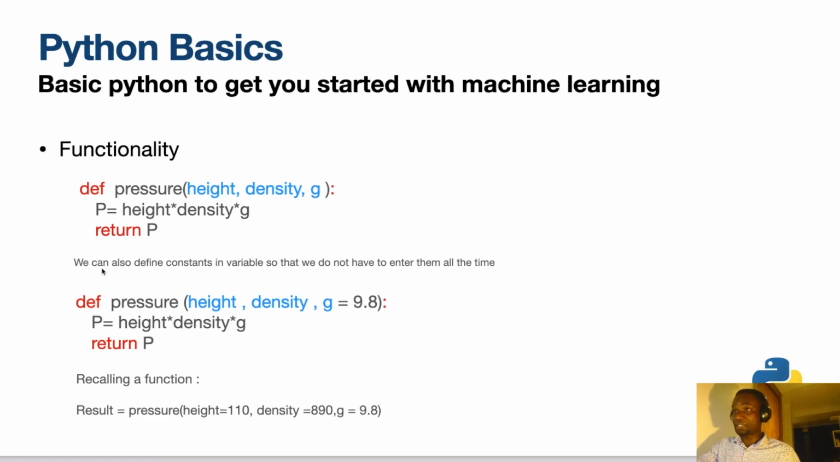Let's talk about functionality. In Python, we have what we call functions that are defined by the user. To declare your own function, you begin by using this expression, which is def. You put the name of the function, the variables, the calculations that go within, then you return whatever you want to return from your function. Here I wanted to calculate pressure, and we know pressure is equal to height times density times gravity, and here we return pressure. So we can go ahead and run this.